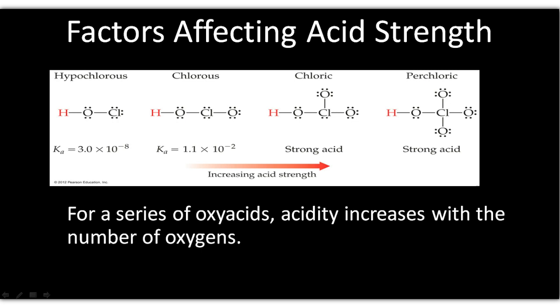Well, I guess to take that back, as you add more oxygens to the group, so here's my central atom, chlorine. As I add more oxygens on the periphery of that chlorine, again, the electron density is being pulled further and further away from this hydrogen, and therefore it is going to be more easily removed.